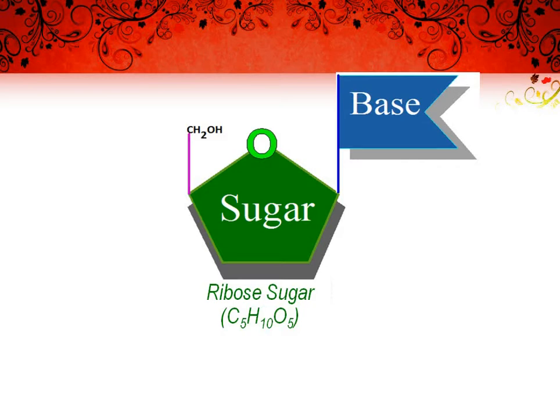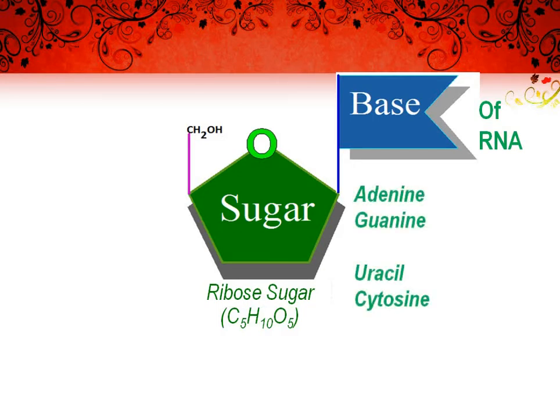There are 4 nitrogen bases in RNA. They are adenine, guanine, uracil and cytosine. Adenine and guanine form the purines, and the uracil and cytosine form the pyrimidines.